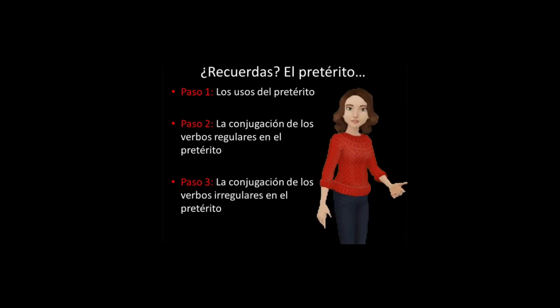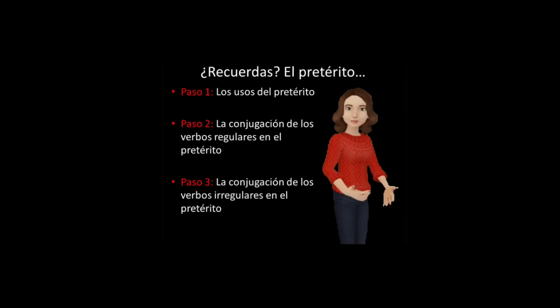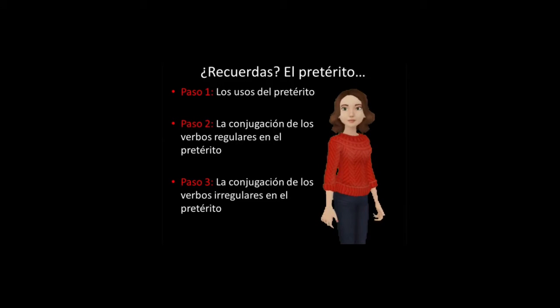We learned the preterite tense in 3 different steps. In step number 1, we learned when the preterite tense is used. Here is a quick review. The preterite tense is used in Spanish to talk about a completed action, an action that started or ended in the past, an action that occurred at a specific time, an action that occurred a specific number of times, or through the use of trigger words including ayer, anoche, un día, la semana pasada, or el mes pasado.